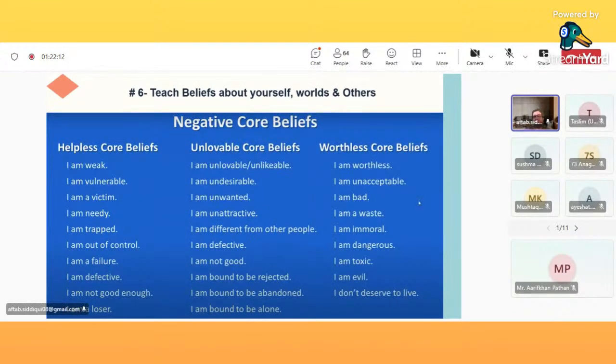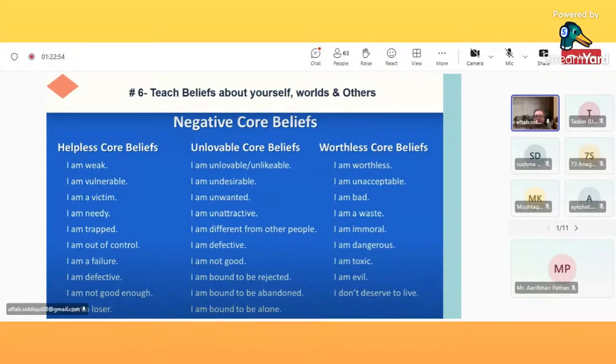I want everyone to take a screenshot of this. You can teach what are the negative beliefs that often hinder student learning. This I have seen often in the people whom I counsel. I'm weak, I'm vulnerable, I'm a victim, I'm needy, I'm trapped, I'm out of control. You can teach these are the core negative beliefs which often hinder your success and growth. Just teaching this will help them to understand, yes, I have this belief, I need to change this. Similarly, this is a belief about yourself.